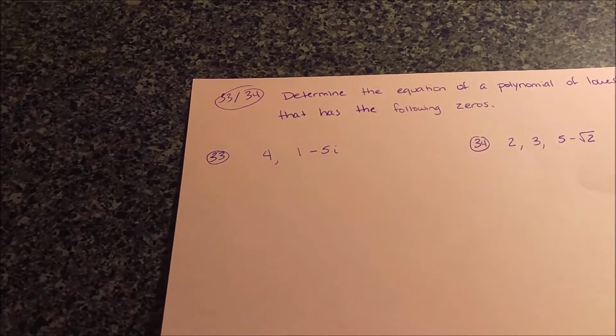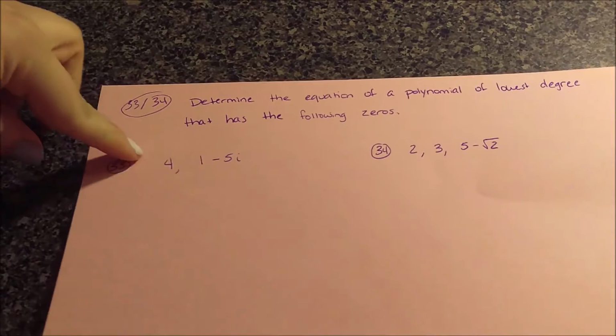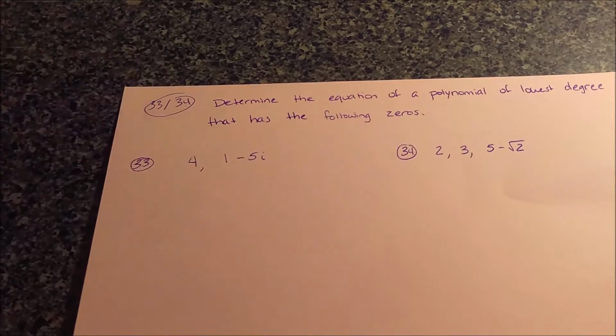They are asking you to write the equation of the polynomial that has the following zeros. It specifies lowest degree because technically you could make up as many zeros as you want and have a 100th degree polynomial if you wanted to get really crazy. So we're just looking for you to include these zeros and any other zeros that absolutely have to be there and stop at that. Make that the highest degree that you have.